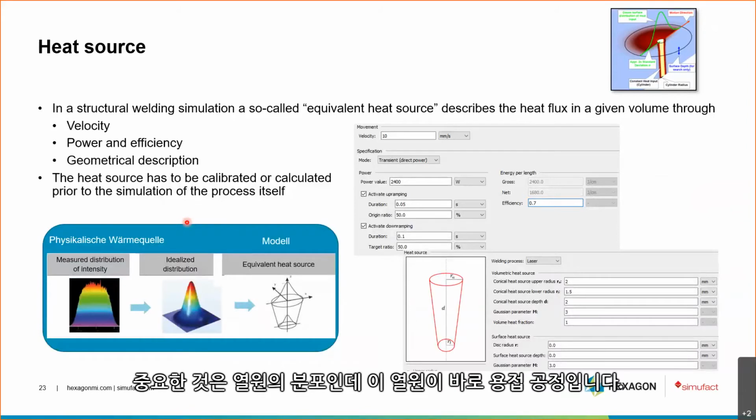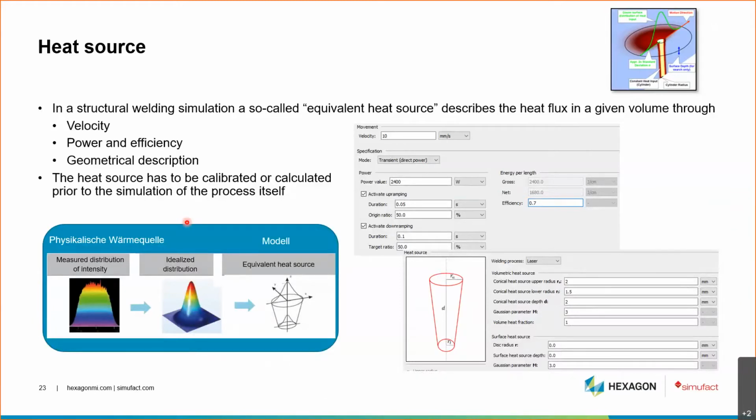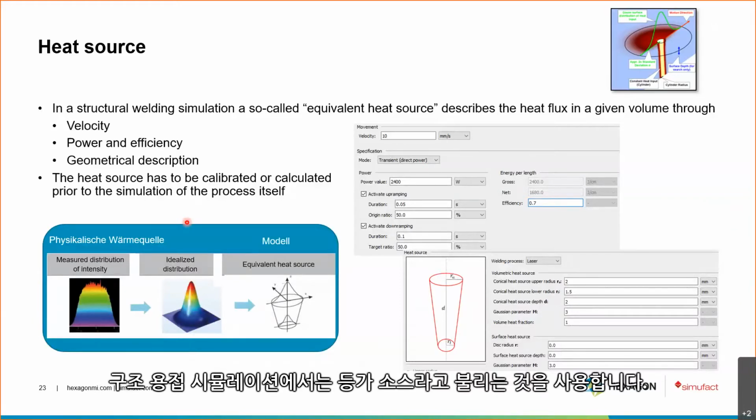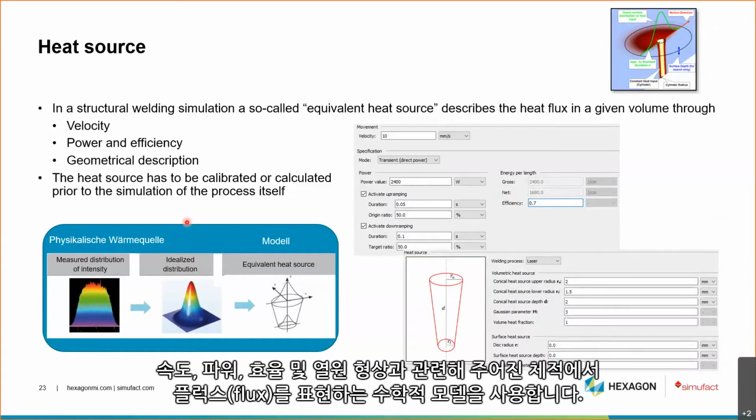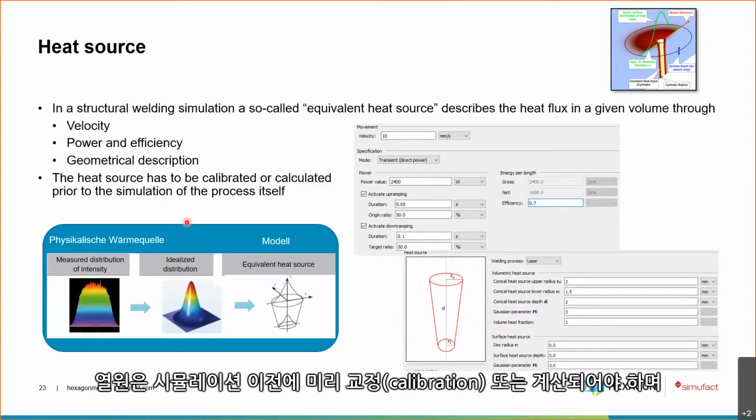One important thing is, of course, the description of the heat source, because the heat source is basically the welding process. And in structural welding simulation, we usually use the so-called equivalent heat source. So a mathematical description, more or less, which describes heat flux in a given volume with respect to velocity, power, efficiency, and the geometrical description. So usually the heat source has to be calibrated or calculated prior to the simulation.